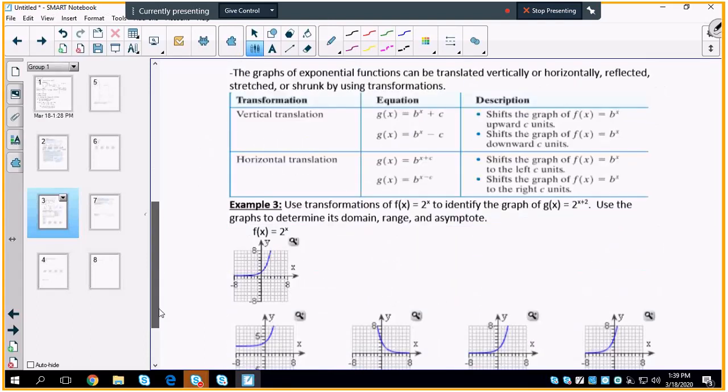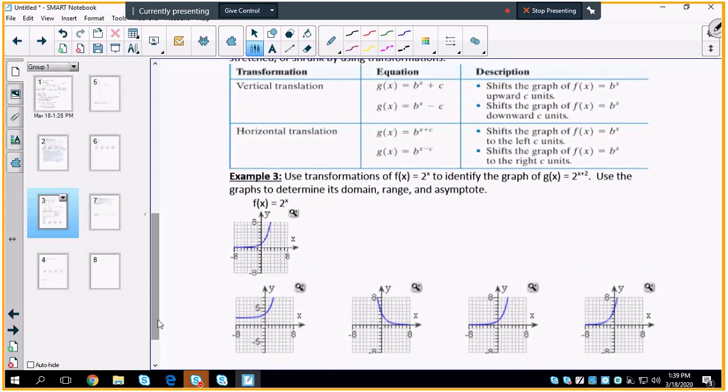But we can always employ the basic nature of the exponential function's graph, which we have discussed in slide 1, along with the vertical and horizontal translations, in order to understand a bunch of information about exponential functions. For example, it says use the transformation for the graph f(x) equal to 2 to the power x. So the basic graph of f(x) equal to 2 to the power x is given. Identify the graph of g(x) equal to 2 to the power x plus 2.